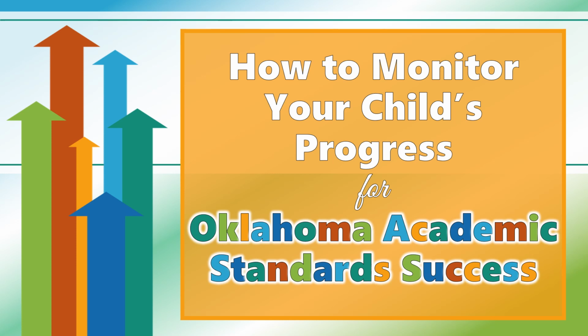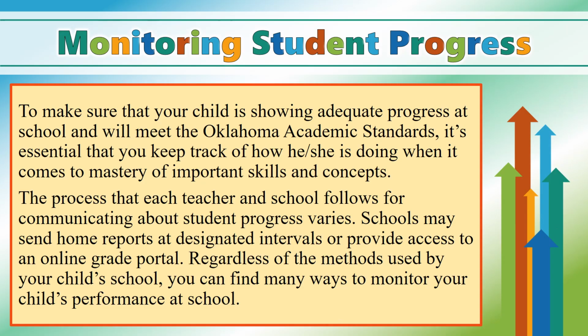To monitor your child's progress for Oklahoma academic standards success. To make sure that your child is showing adequate progress at school and will meet the Oklahoma academic standards, it's essential that you keep track of how he or she is doing when it comes to mastery of important skills and concepts. The process that each teacher and school follows for communicating about student progress varies. Schools may send home report cards at designated intervals or provide access to an online grade portal. Regardless of the method used by your child's school, you may find many ways to monitor your child's performance at school.